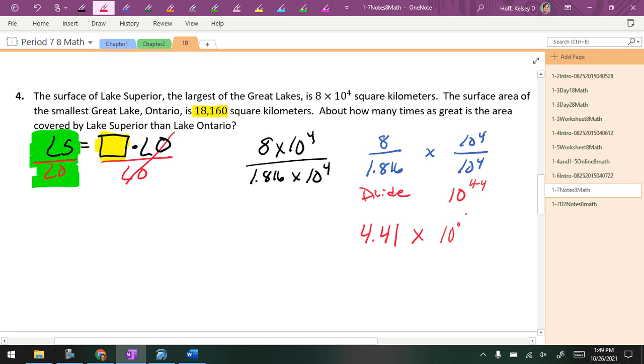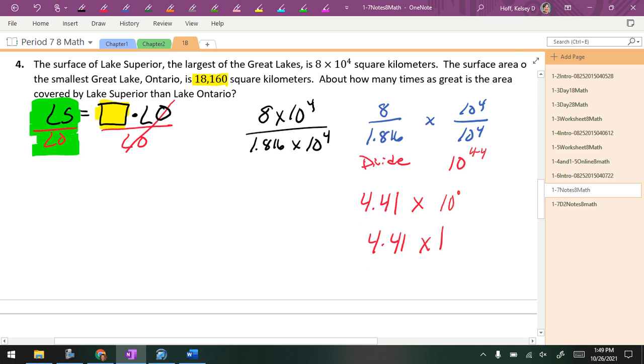Now here's the question of the hour. Some of you got this wrong on your quiz. Anything to the 0 power is 1. Not 10 to the 1st, just plain 1. So really this is 4.41 times 1. Well, what is 4.41 times 1? 4.41. So Lake Superior is about 4 times larger than Lake Ontario. Multiplying and dividing, very straightforward. You just have to make sure your final answer has proper scientific notation.